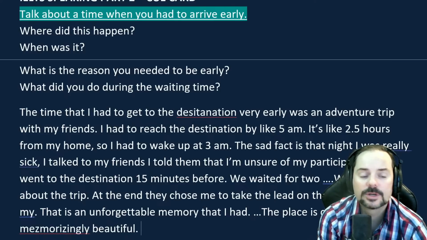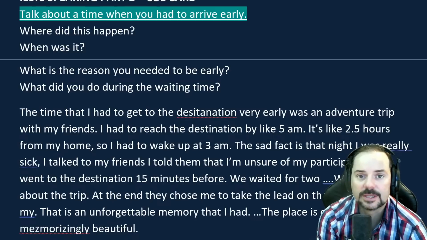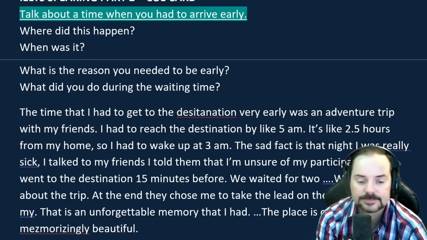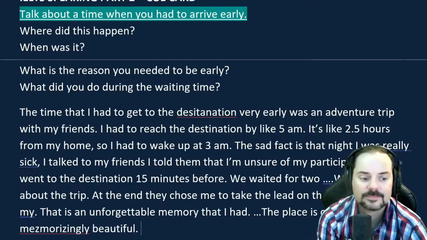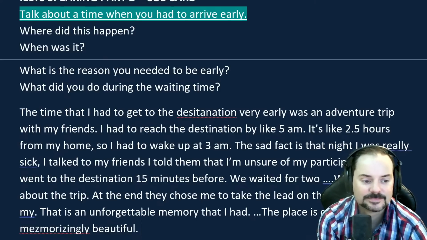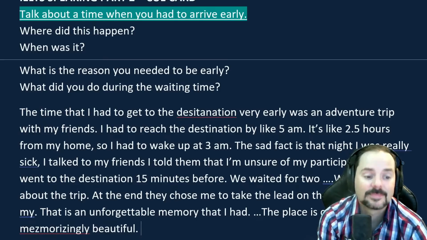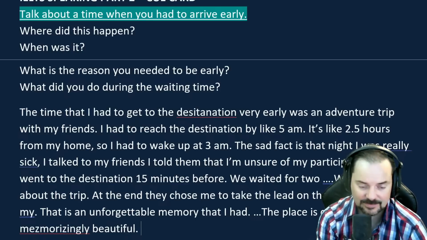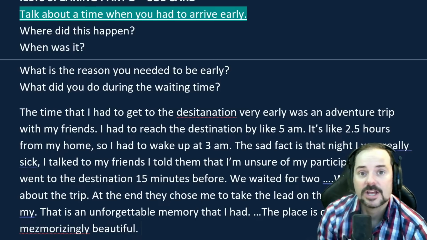Okay, good. One more time. In the end, they chose me to take the lead on this trip since I had been punctual and I had figured out the navigation. In the end, they chose me to take the lead for that adventure trip since I have been really punctual and I had figured out the navigation. Good. All right, so now you've got the clear idea.